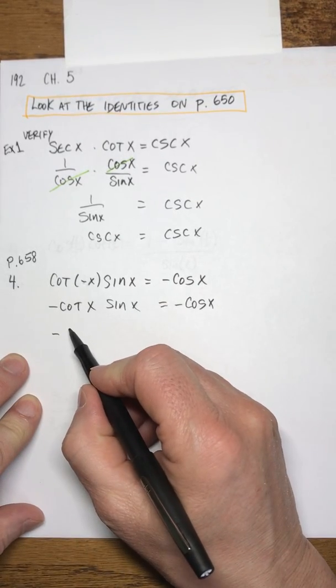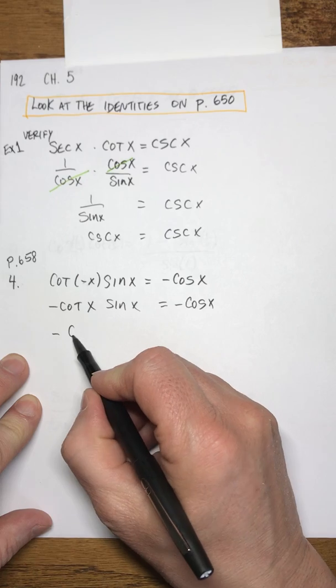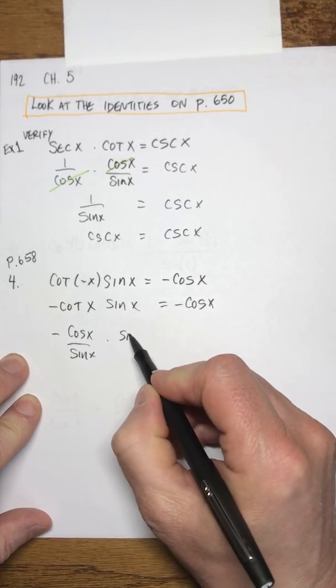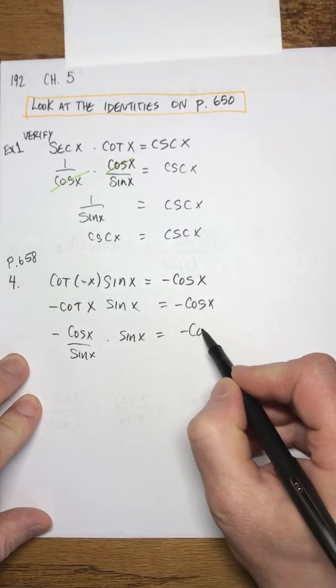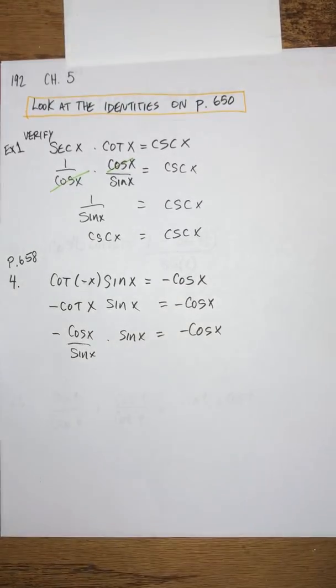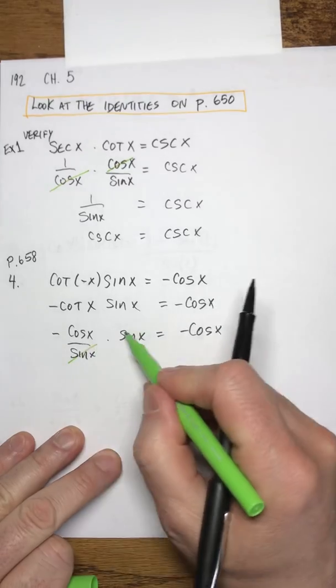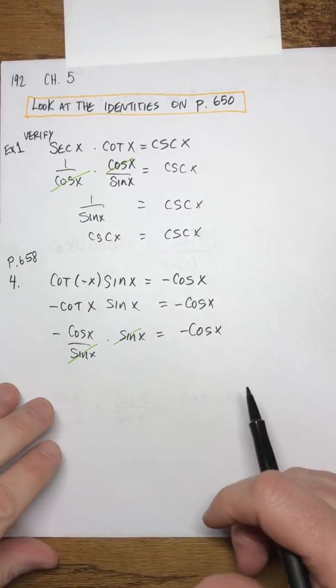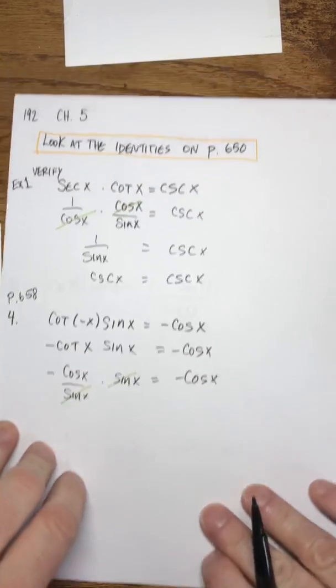Using another property here, I could say that the cotangent, again, is equal to the cosine over the sine, just like in the first one. And you can see that these are going to cancel out, right? The sines are going to cancel out, and I have a negative cosine of x equals negative cosine of x, so I'm done there. Let's try 2 more.